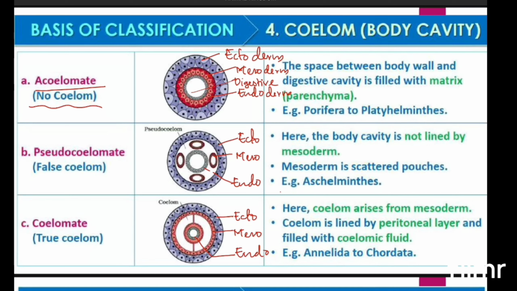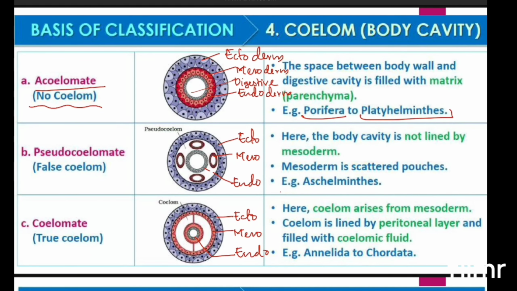You can see that this is ectoderm and this is the mesoderm and the endoderm, and the digestive cavity is there. So it is only filled with the matrix. There is no coelom cavity, the body cavity is not at all there, right? So that's actually called acoelomate, which means no coelom present here. Mostly the examples are the Porifera and the Platyhelminthes, right? And Porifera, Cnidaria and Platyhelminthes.